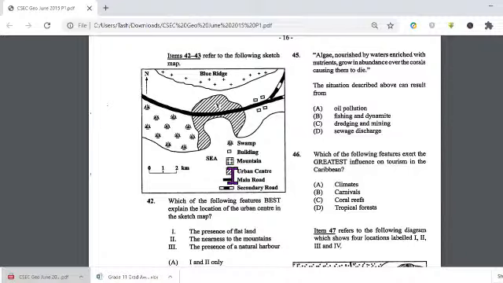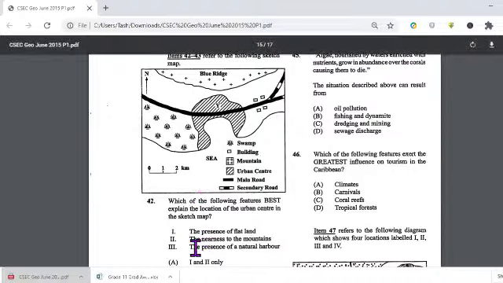So we're seeing the urban center based on the key here. We can see that the urban center is right here. If we're explaining the location of the urban center, you're basically asking why is it that the urban center is located here? So one, the presence of the flat land. Two, the nearness to the mountains. Three, the presence of a natural harbor.